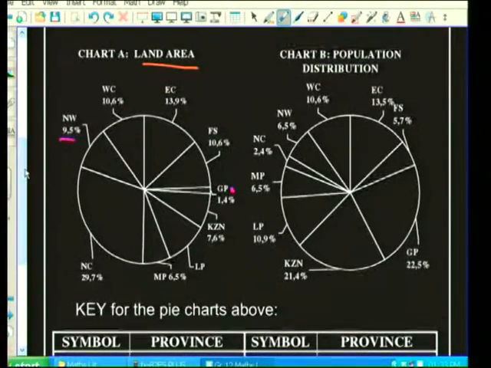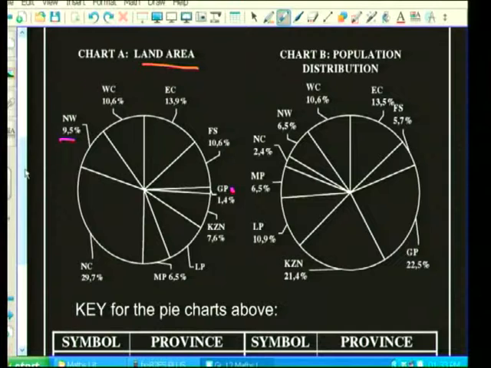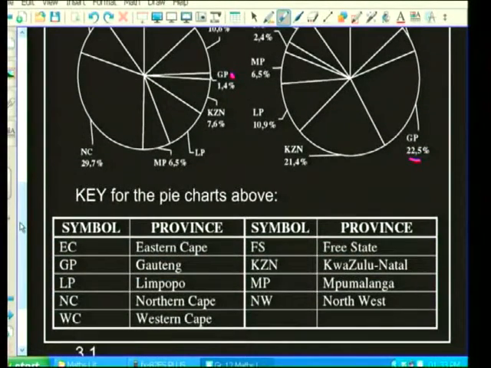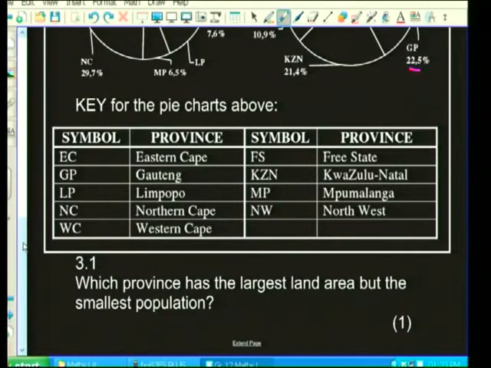And now we've got the population distribution. This is how much of the total population of South Africa lives in that particular province. In this case, let's compare Gauteng again. 22.5% of the population of South Africa actually lives in Gauteng province. Right, now that we've gone through the charts, let's see what the question says.